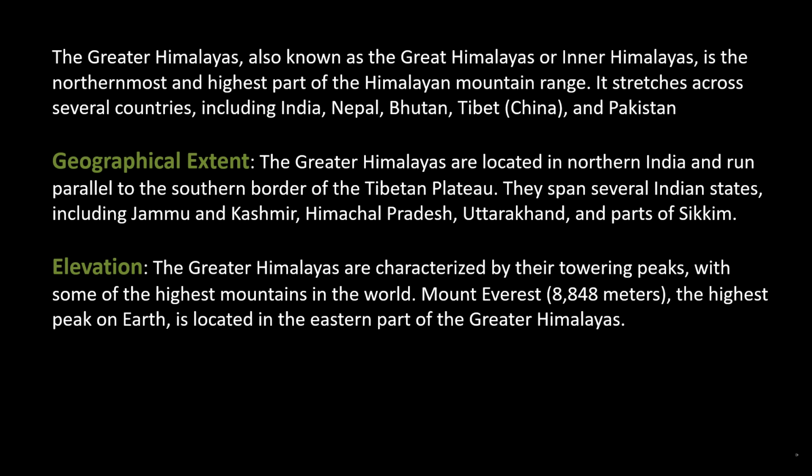Geographical extent. The Greater Himalayas are located in northern India and run parallel to the southern border of the Tibetan Plateau. They span several Indian states, including Jammu and Kashmir, Himachal Pradesh, Uttarakhand, and parts of Sikkim. Elevation. The Greater Himalayas are characterized by their towering peaks, with some of the highest mountains in the world. Mount Everest, 8,848 meters, the highest peak on Earth, is located in the eastern part of the Greater Himalayas.